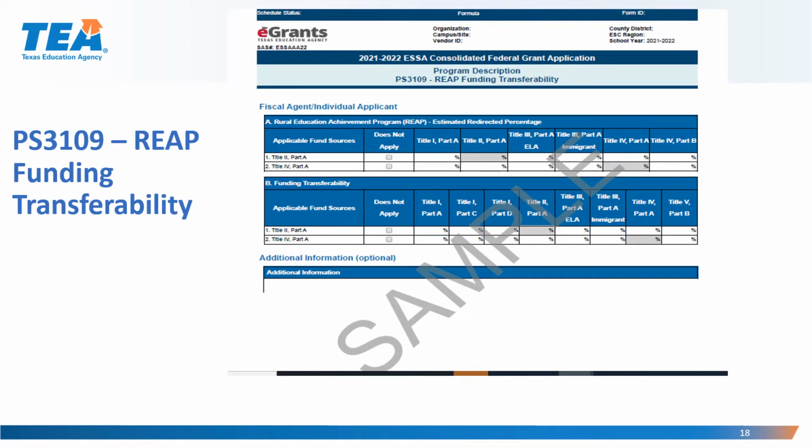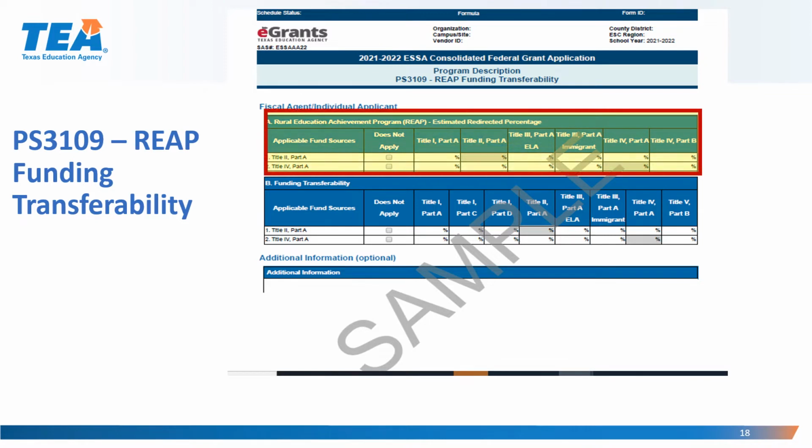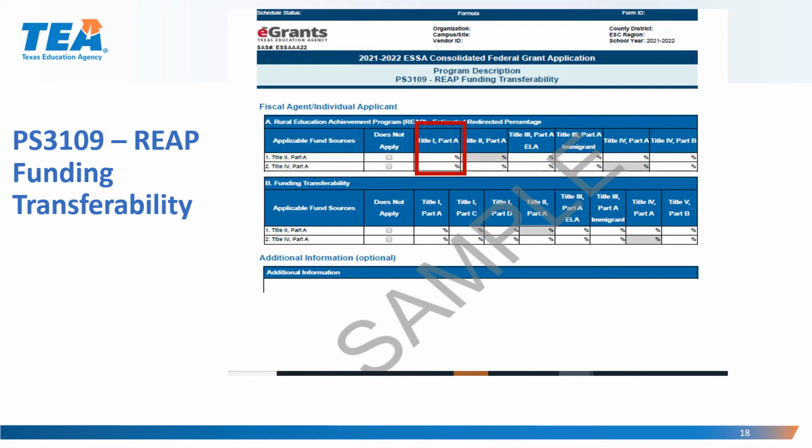Now that we have access to a copy of the PS 3109, we can take a look at what the REAP flexibility looks like. REAP flexibility can be found on Part A of PS 3109. As we mentioned before, the applicable fund sources are Title II Part A and Title IV Part A. These funds can be used to complete activities in Title I Part A, Title II Part A, Title III Part A ELA, Title III Part A Immigrant, Title IV Part A, and Title IV Part B.